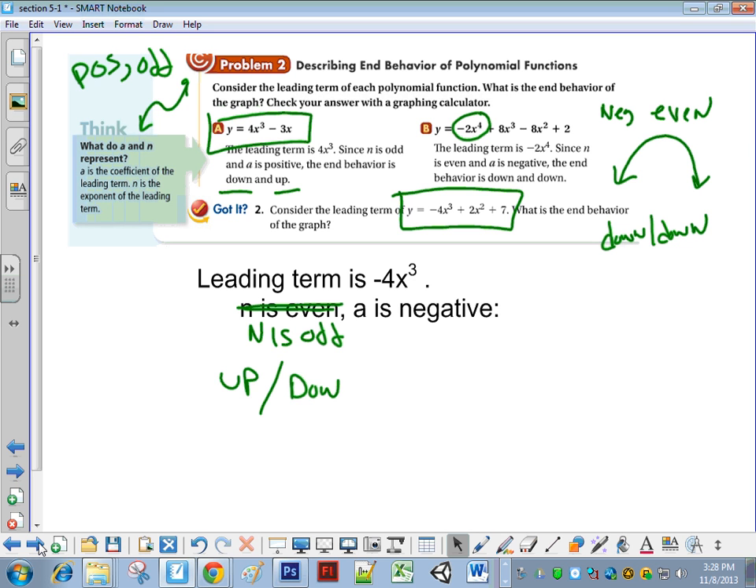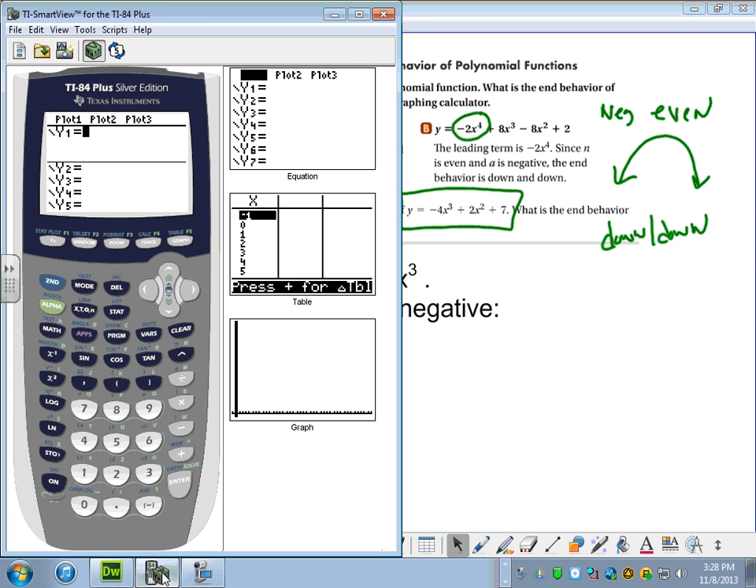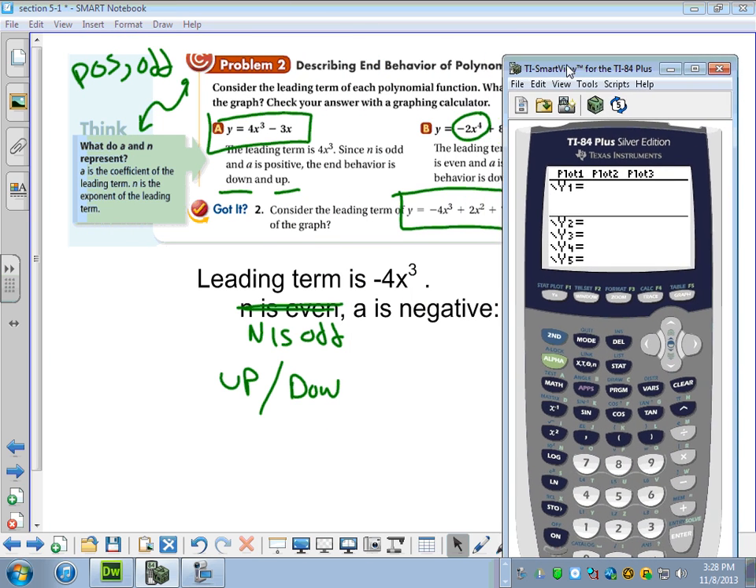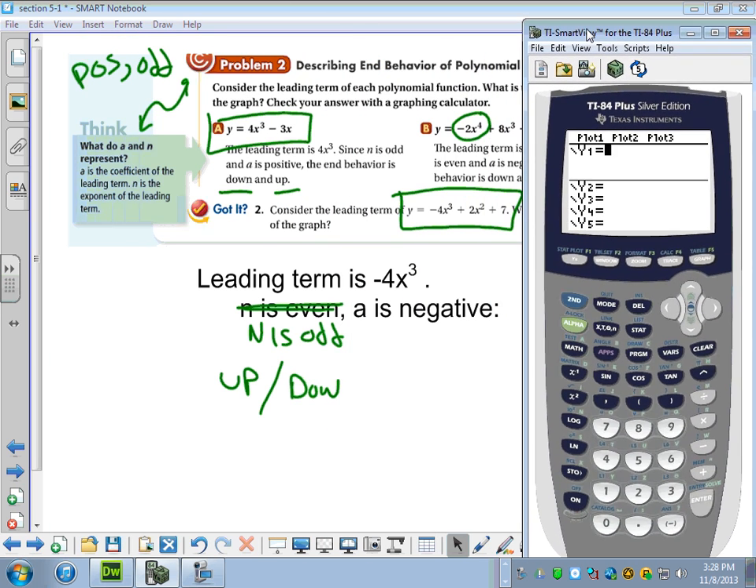Now to see how some of these might graph, we can open up our graphing calculator to peek at a couple examples. Let's go ahead and put that same equation we just looked at in there. All right, y equals negative 4x cubed. And just to remind you, the way you do the cube is using the caret button, which is right above the divide sign. And I'll say plus 2x to the power of 2 plus 7.